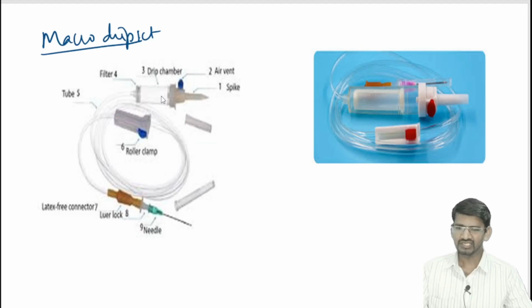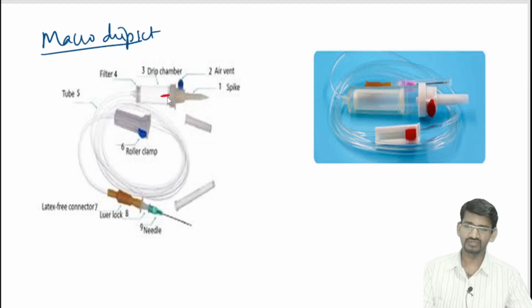In the case of a micro drip set, there will be a small nozzle like this. This gives very small drops. That is the only difference between the micro and the macro drip set. The presence of the small nozzle delivers small micro drops. If it is not there, then there will be larger, big drops. So that is a macro drip set. That is the difference between the micro and the macro drip set.